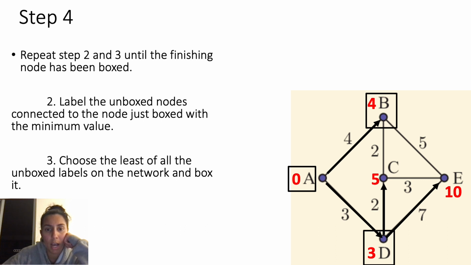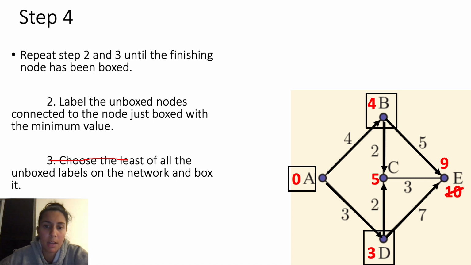So then I have to look at these 2 edges coming off of B. So I have 4 plus 2, which is 6. Now remember, we always want to use the minimum value, so I will not be adding 6. I will keep the 5. And then I have 4 plus 5, which is 9. Now because 9 is smaller, I am going to replace the 10 with a 9.